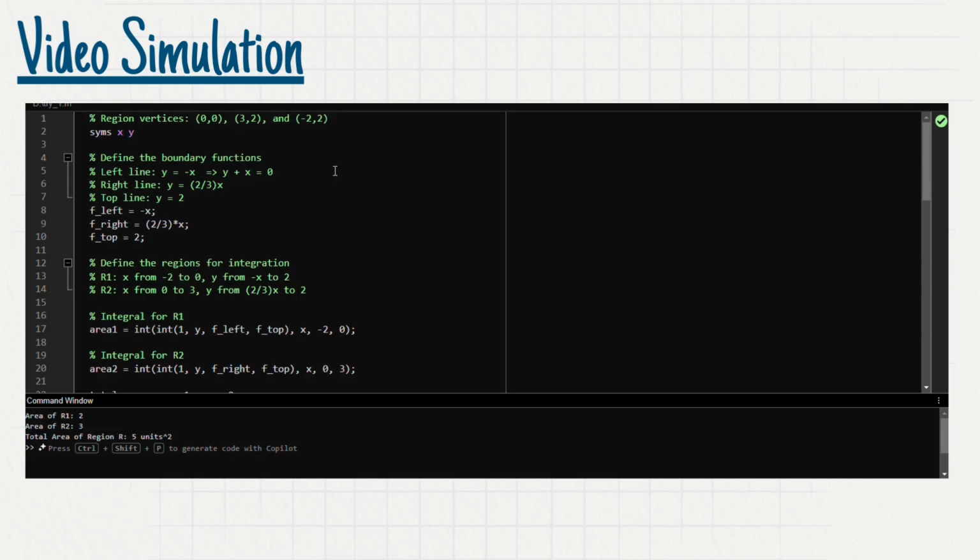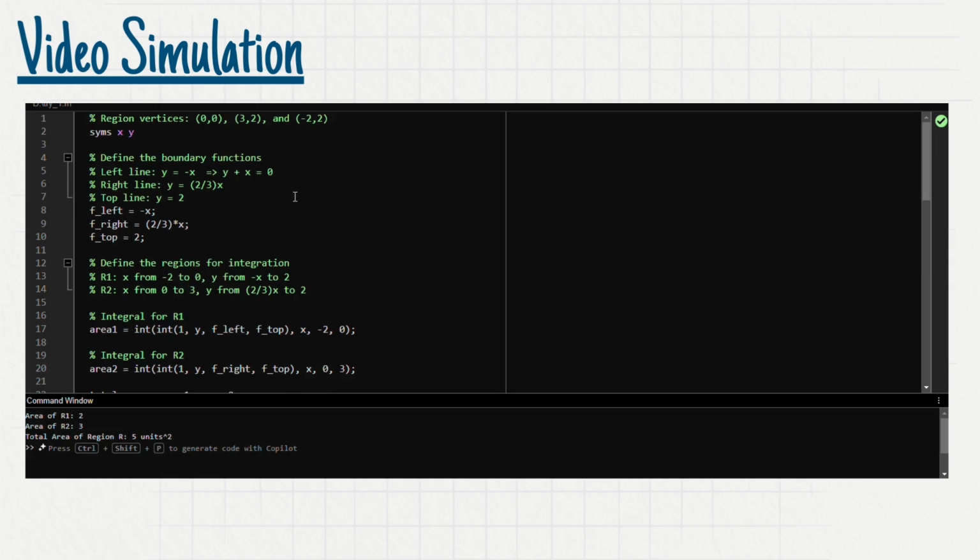So now I'll be presenting the script for calculating area of double integration. For my question, we are calculating the total area of a triangular region defined by three vertices, which is (0, 0), (3, 2) and (-2, 2).